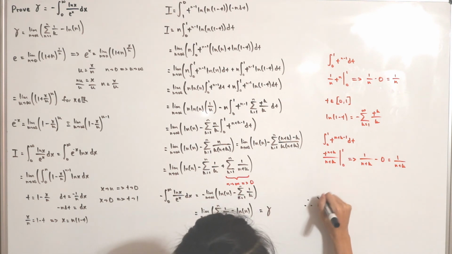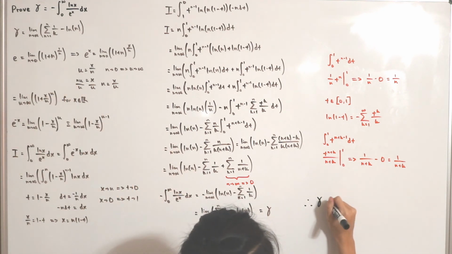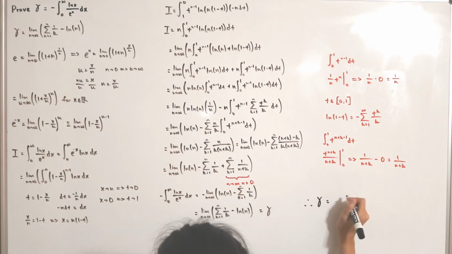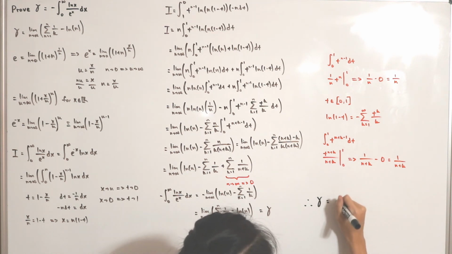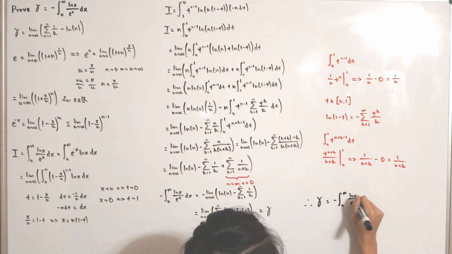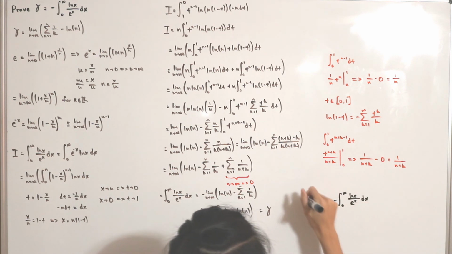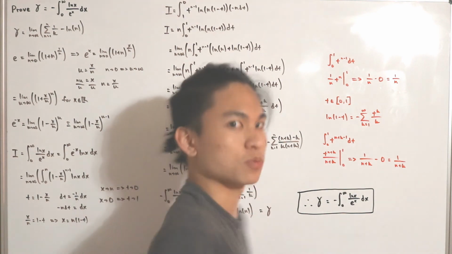So therefore I can write the conclusion one more time. Gamma, which is defined as the Euler-Mascheroni constant, I almost said number, the proper term is constant, is equal to the negative integral from 0 to infinity of ln of x times e to the negative x dx. And we are done with our proof. It's pretty neat, right?